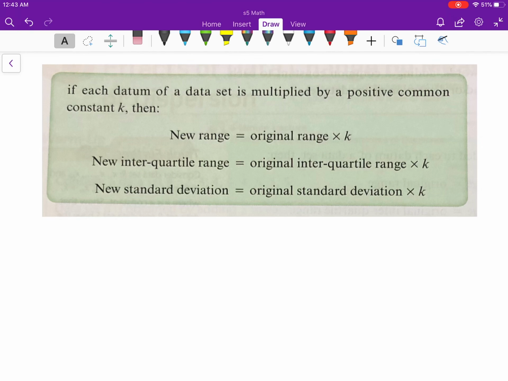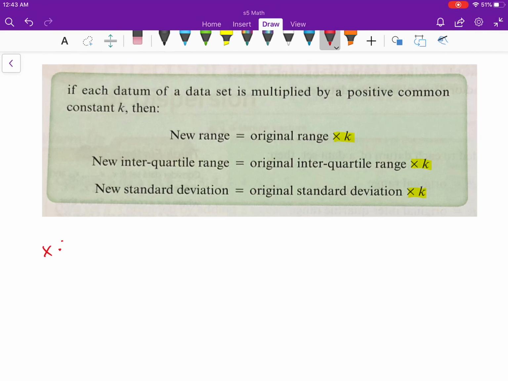So let's come to the conclusion. If each datum of a dataset is multiplied by a positive constant k, then the new range will also be multiplied by k, and the same for the IQR and SD, like the previous example.